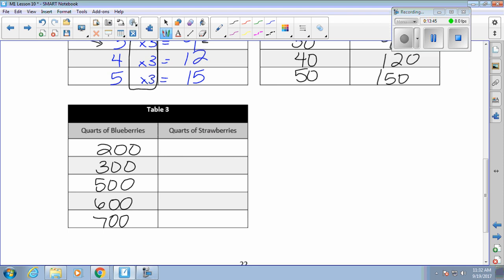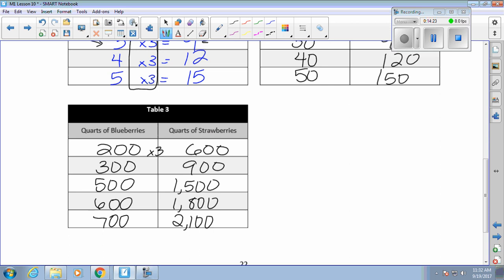What rule are we going to apply to all of these when we're talking about our blueberry to strawberry fruit salad recipe? We're doing what to the blueberries every single time? Multiplying them by 3. Very good. If you couldn't hear Jonathan, he said multiplying them by 3. So 200 times 3, kids? 600. Very good. 300 times 3? 500 times 3? Beautiful. Next one? 1,800. And very good.